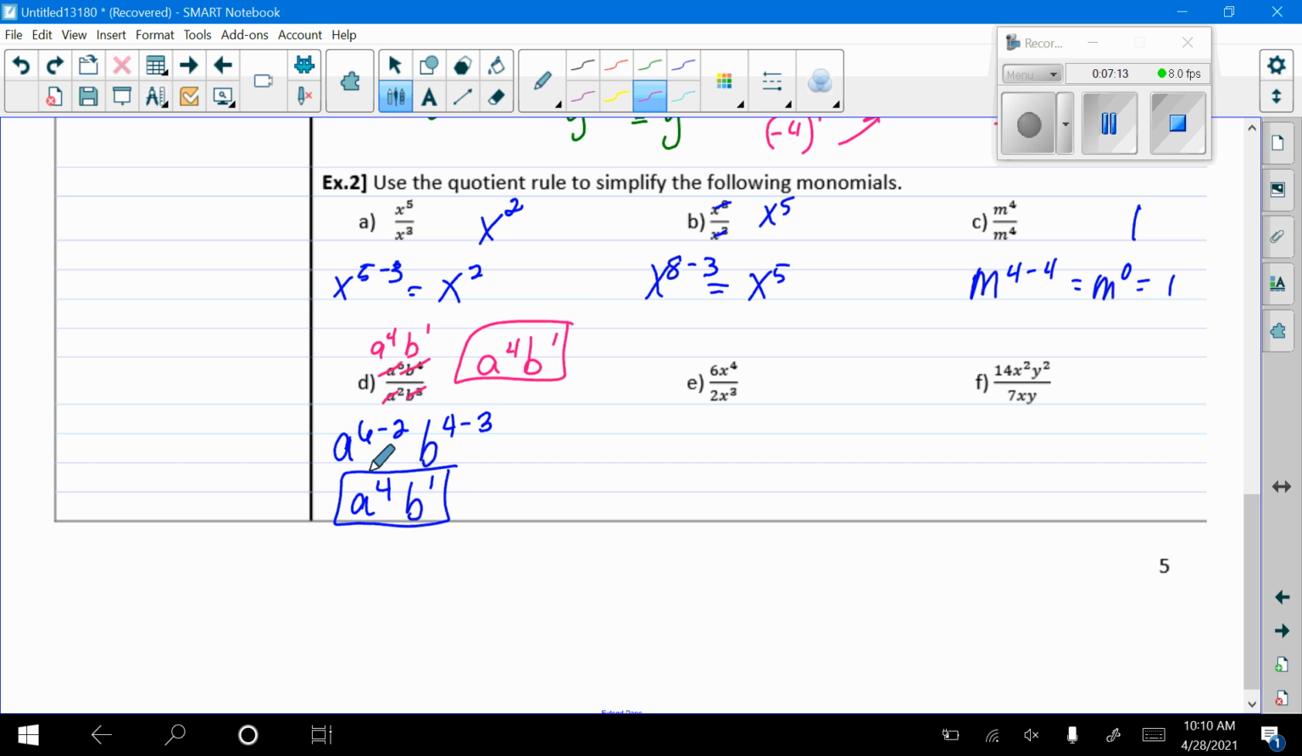Same thing. The next one, I've got 6 divided by 2, that is 3. And then I have an extra x on top. So this is going to be 3, and then x to the 4th minus 3 is 3x to the 1st.